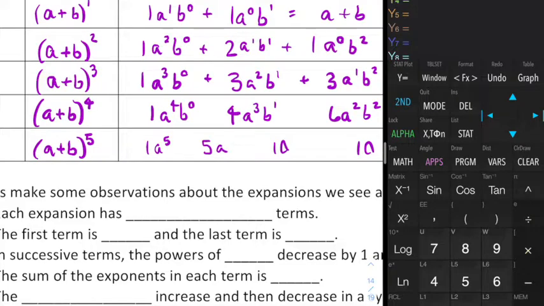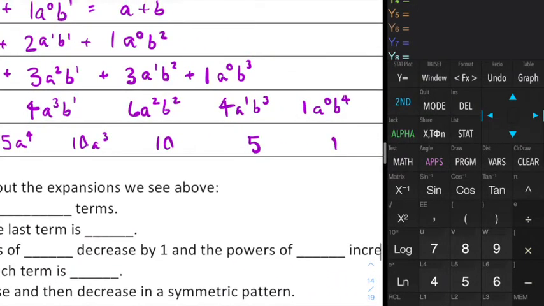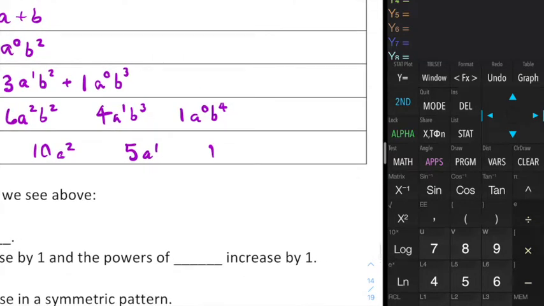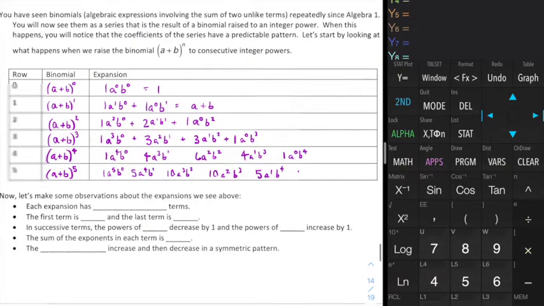I'll write all the powers of a. A to 5, 4, 3, 2, 1, and then 0. And then I'll start with b over here, and I'll go 5, 4, 3, 2, 1, 0. That just helps speed me up when going through these. That's how you can expand these out.